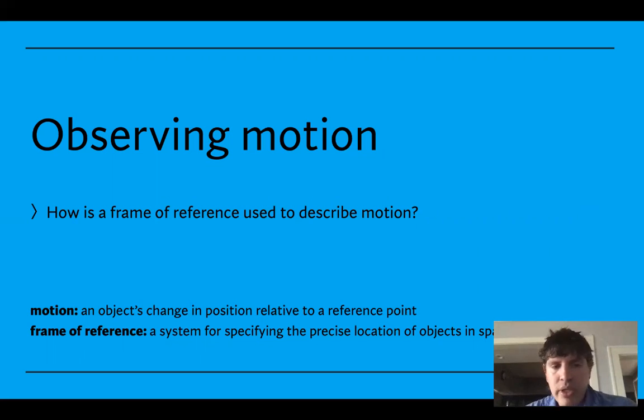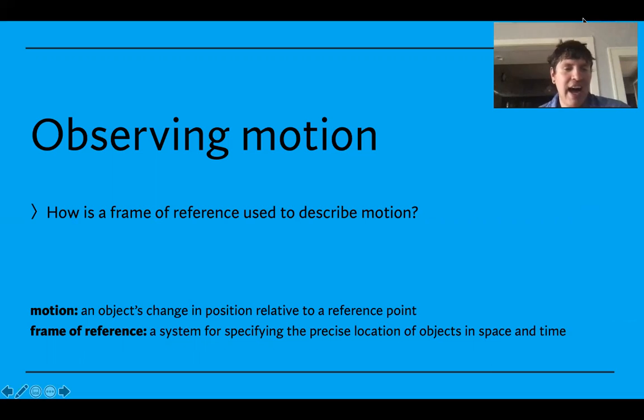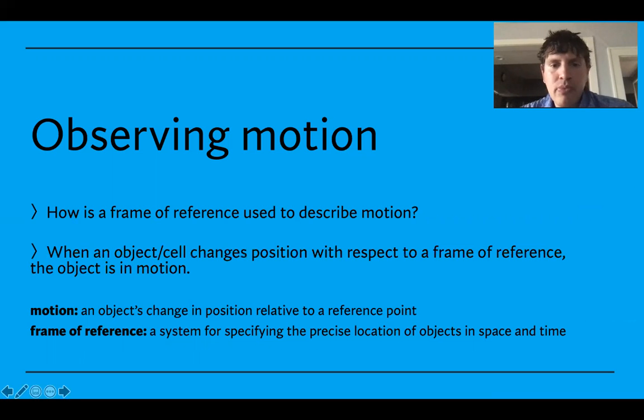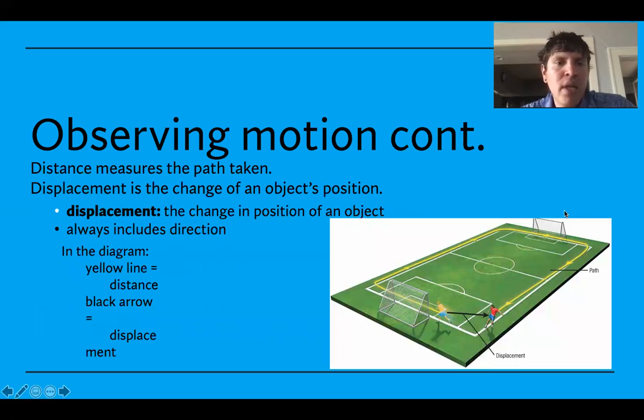And what is motion? Motion is an object's change in position relative to a frame of reference. So that's why I just talked about frame of reference for you. Frame of reference is a system of specifying the precise location of an object in time and space. When an object changes position with respect to a frame of reference, the object is in motion, okay? So again, that's all about frame of reference.